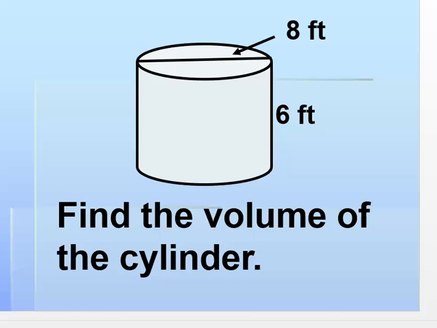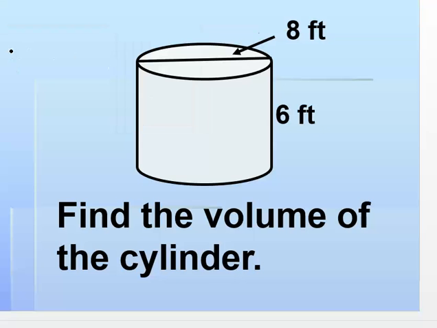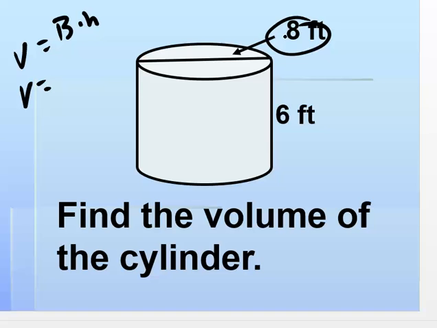Find the volume of this cylinder. Volume is equal to big B times H. This is 8, but that's the diameter, so our radius is 4.